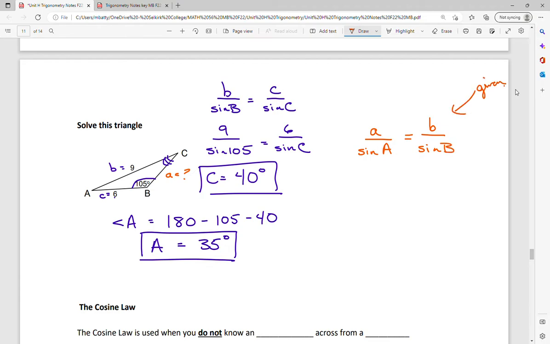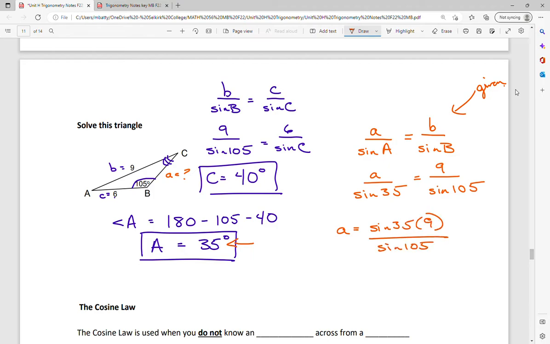So we're not going to perpetuate any rounding errors, and it's always best to go back to the original as much as you can. So I would have a over sine 35, remembering that's what I solved, angle A, to B, is equal to 9 over sine 105. I would have that A equals sine 35 times 9 divided by sine 105. I had the space, so I did it on this one. I usually just do that on my calculator. I get that side A is 5.3.